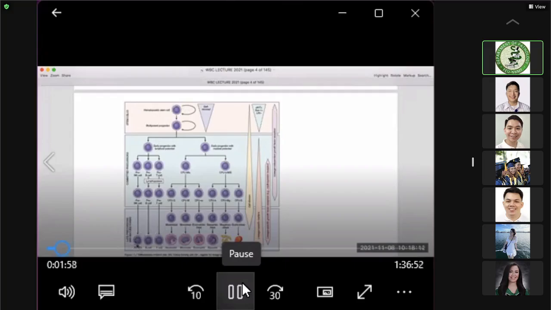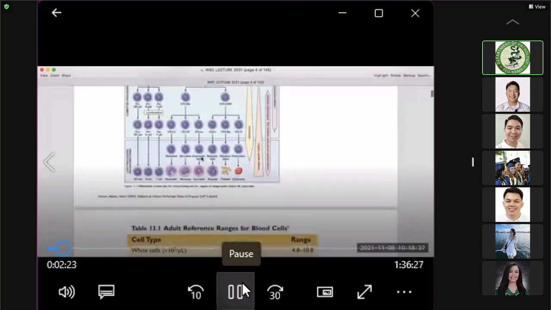It's going to be the natural killer cells. We have the B cells and the T cells for the lymphoid series. For the myeloid series, on the other hand, you get to see all these other cellular structures in the blood. We have the neutrophils, the monocytes, the eosinophils, basophils, platelets, as well as the erythrocytes. So all of these belong to the myeloid series.